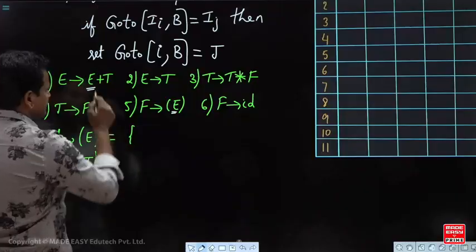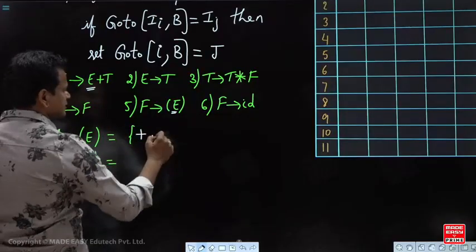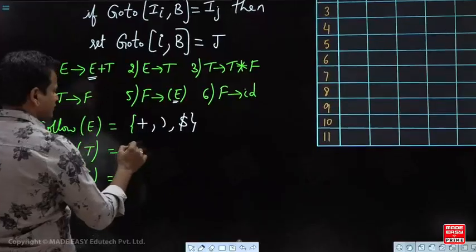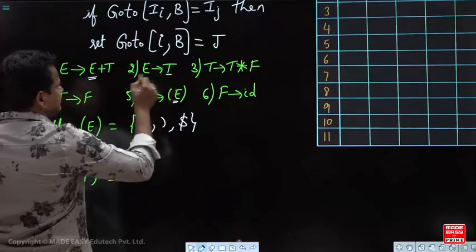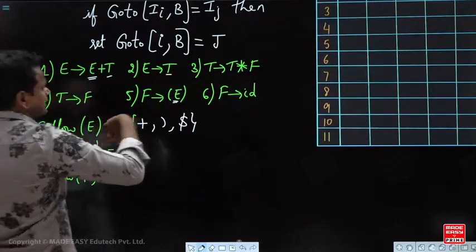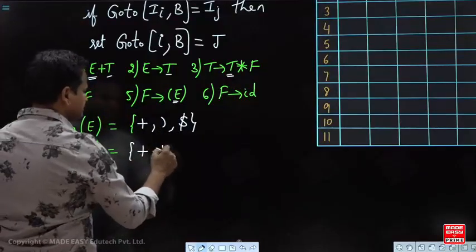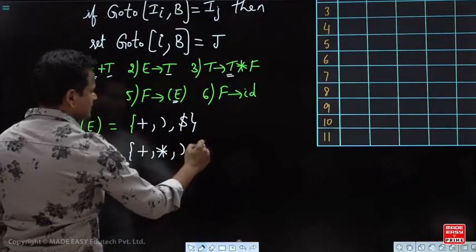Then what is the follow of E? Plus, closed and dollar is the follow of E. And follow of T, where is T on the right side? Here and here. Follow of T equal to follow of E, and also this star. So plus star closed dollar.